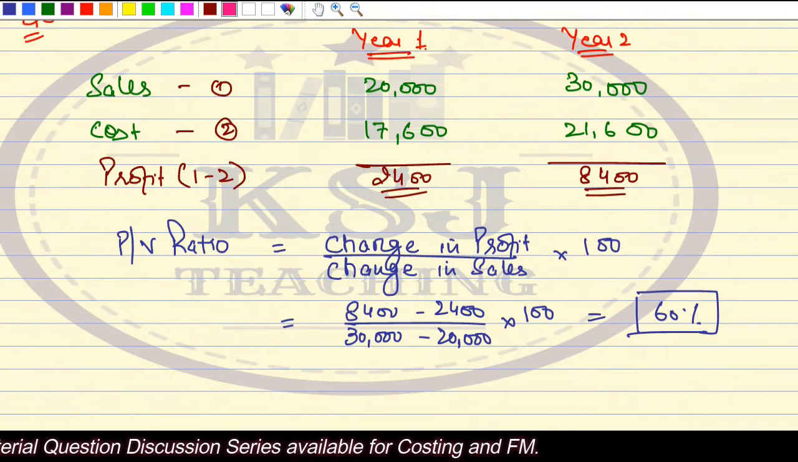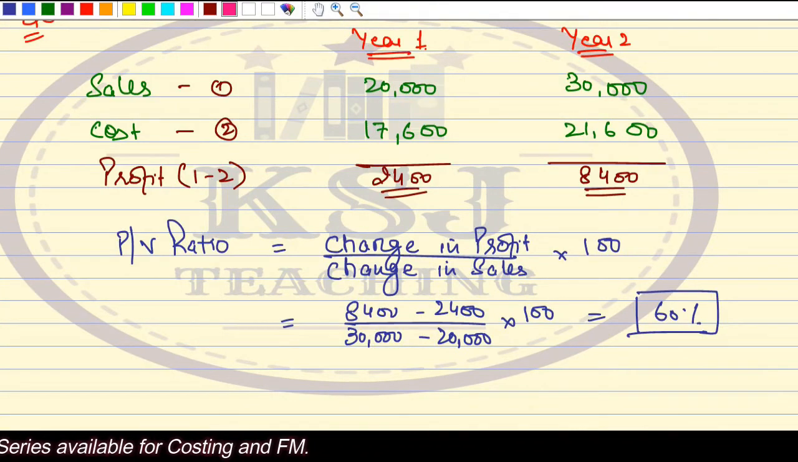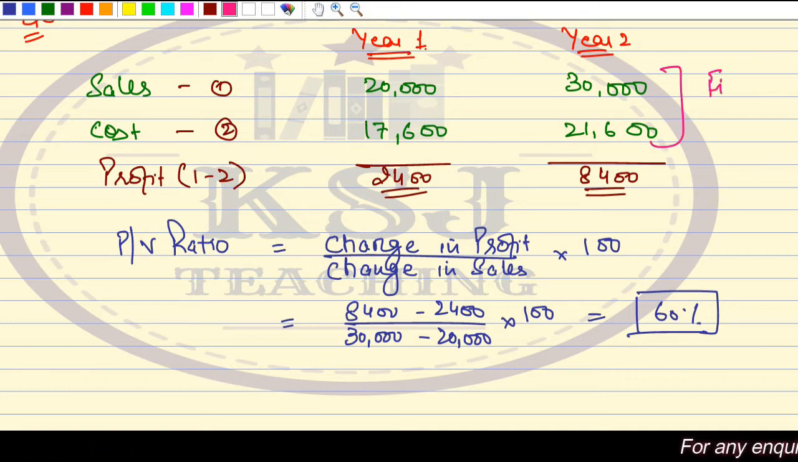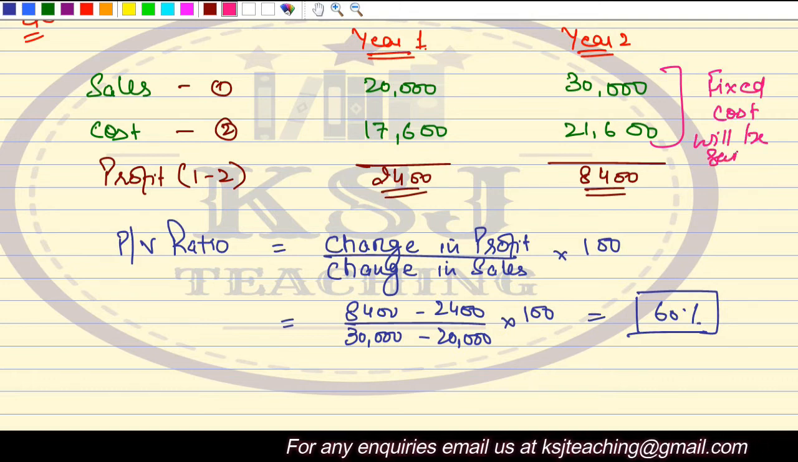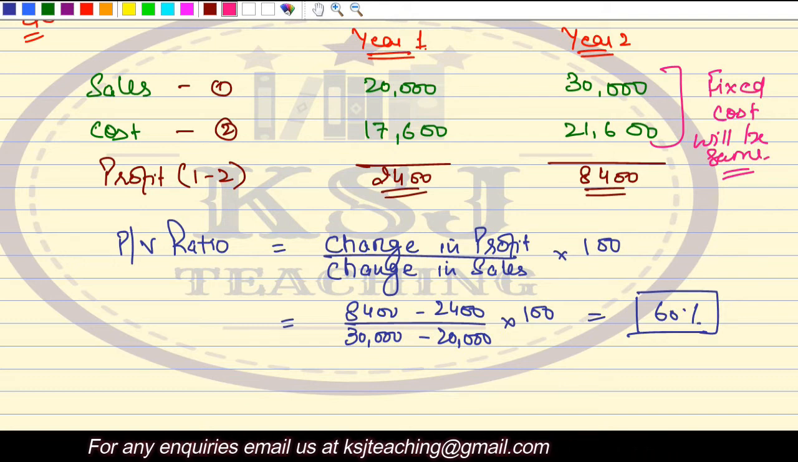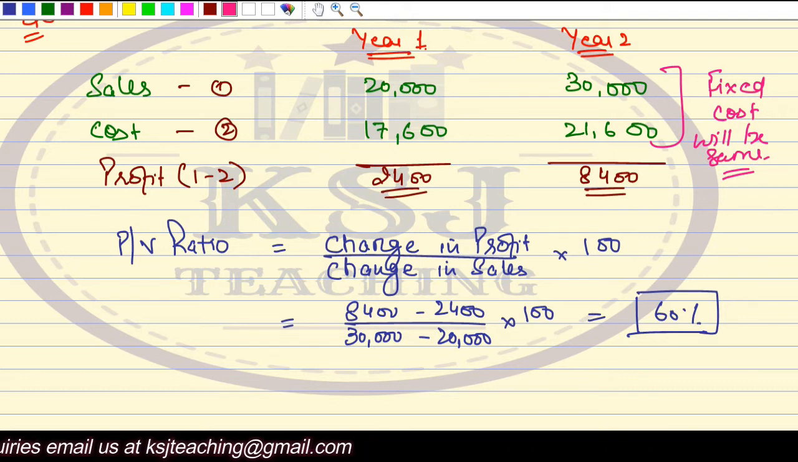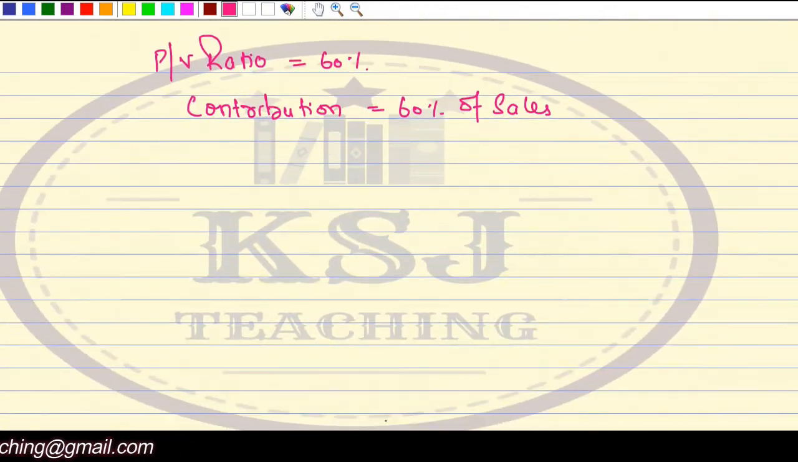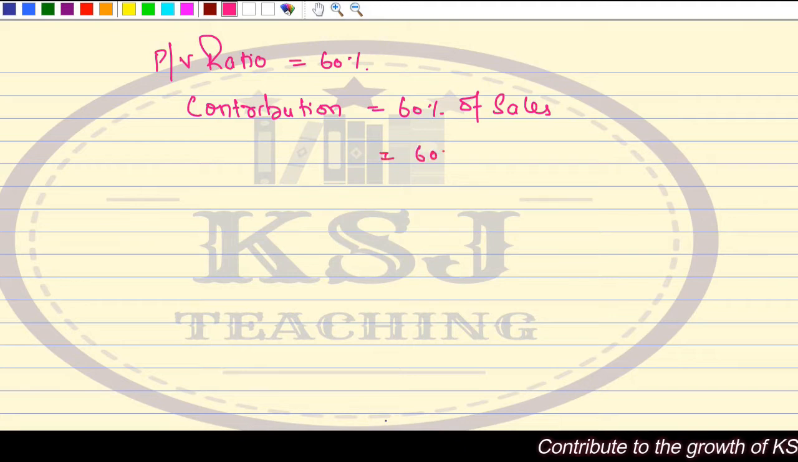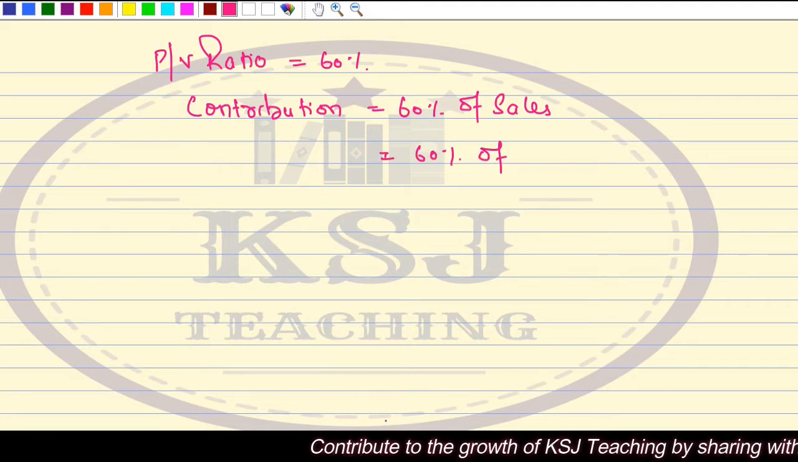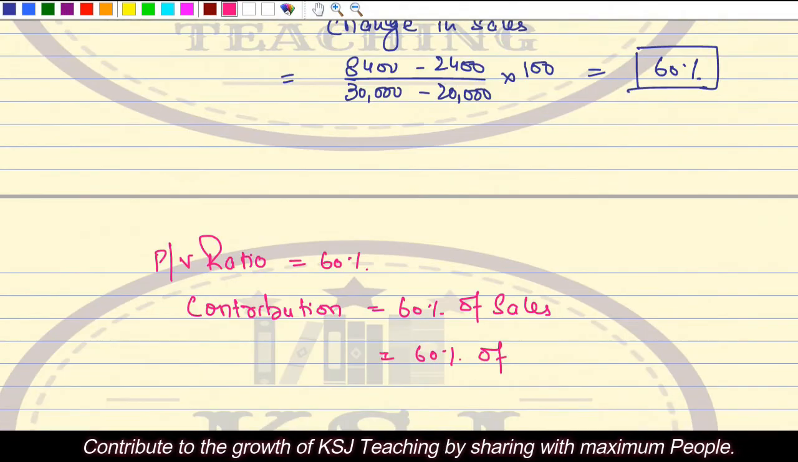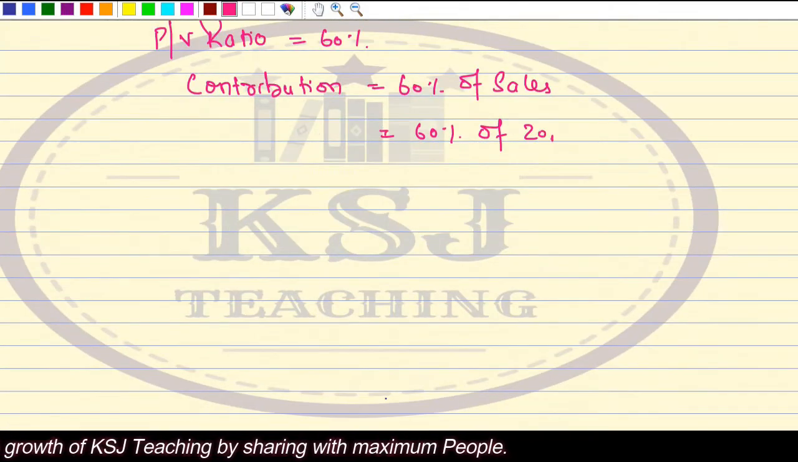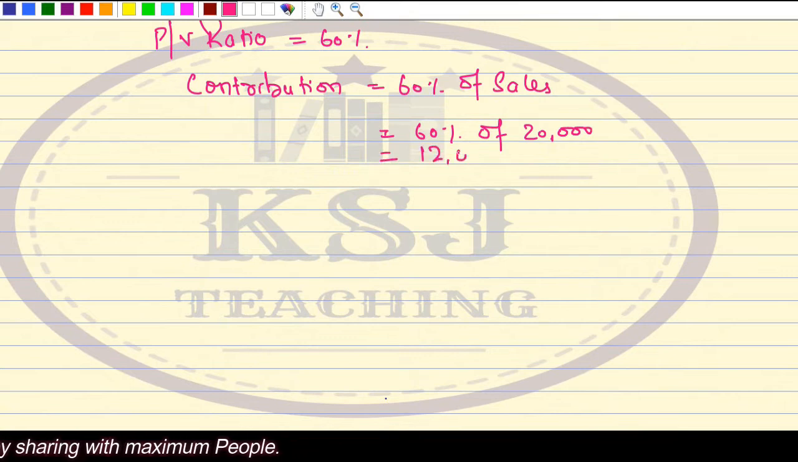One very important thing here is that whatever is going to be your fixed cost, it is going to remain constant between year 1 and year 2, right? Fixed cost will be same. So let's take up the sales of the first year. If you want to calculate the contribution, contribution is 60% of sales of the first year. What is the first year sales? 20,000, right? So your contribution is 12,000.